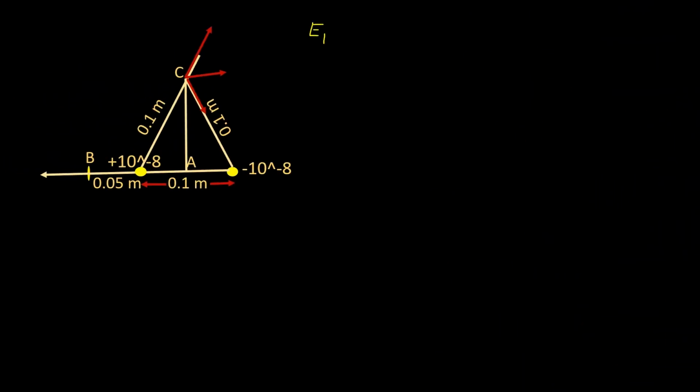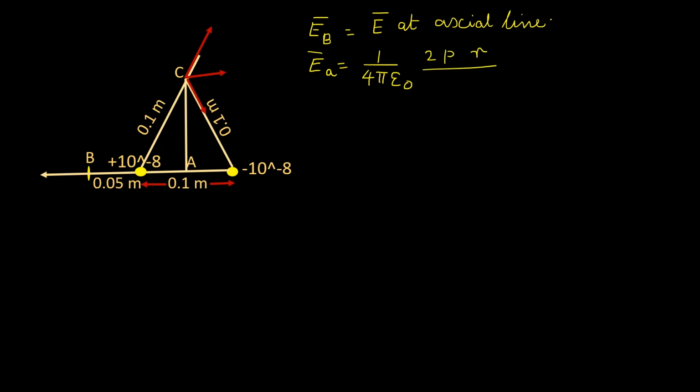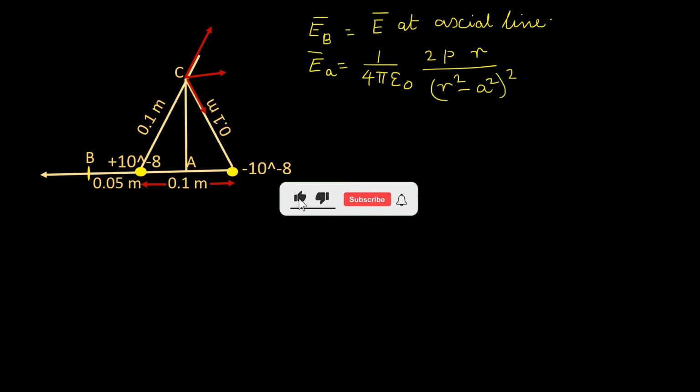Now let us pass on to calculate the electric field at point B. From the diagram you can understand point B is on the electric dipole axial line. We will directly use the formula. Electric field at axial line is given by 1 by 4 pi epsilon naught into 2pr by (r square minus a square) the whole raised to 2. Here p is not given. Instead q and 2a are given.